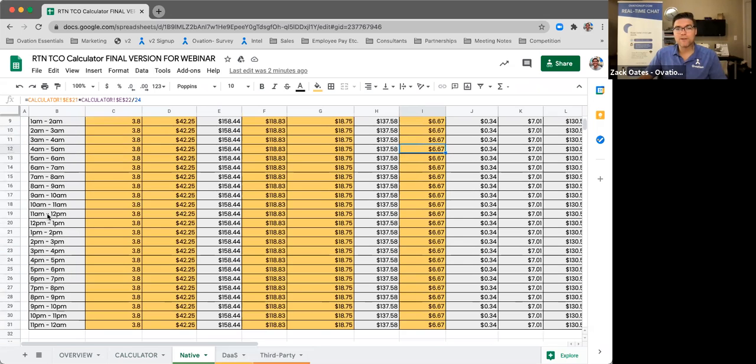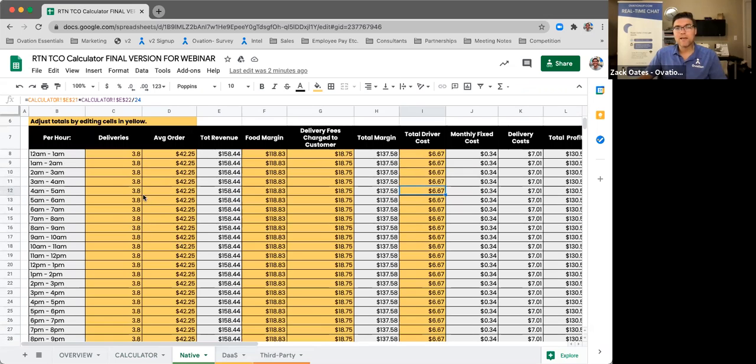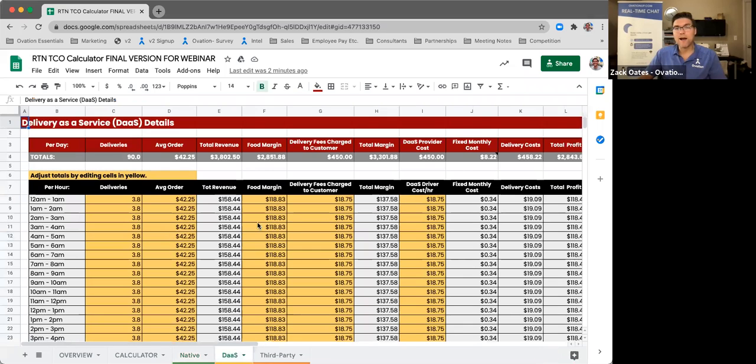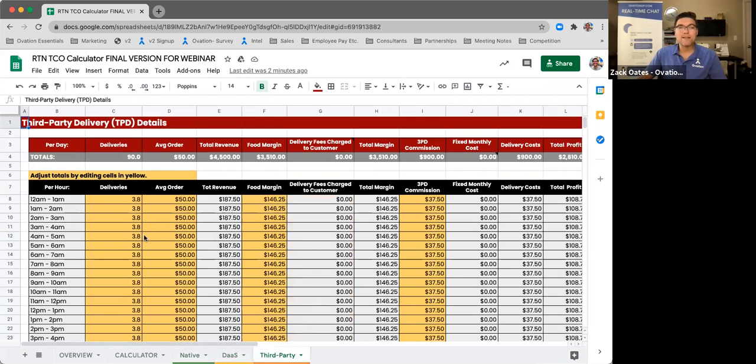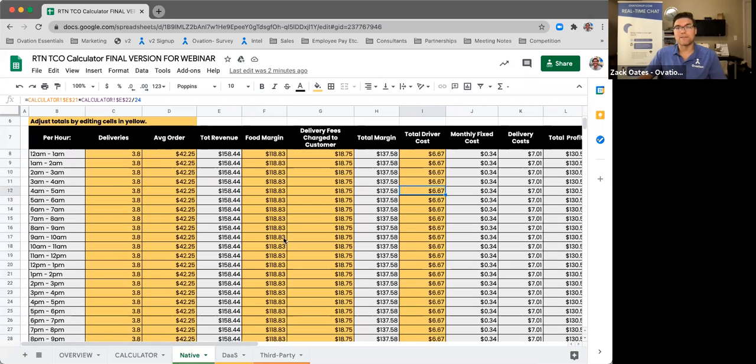We have 24 hours here that you can adjust specifically for any of the factors that play into it. Regardless of which tabs you're editing, make sure you only edit the yellow tabs. These other tabs up here are calculator tabs, or calculator cells, so you want to make sure not to edit those. Only edit the yellow cells if you are going to look at it on an hour by hour basis.